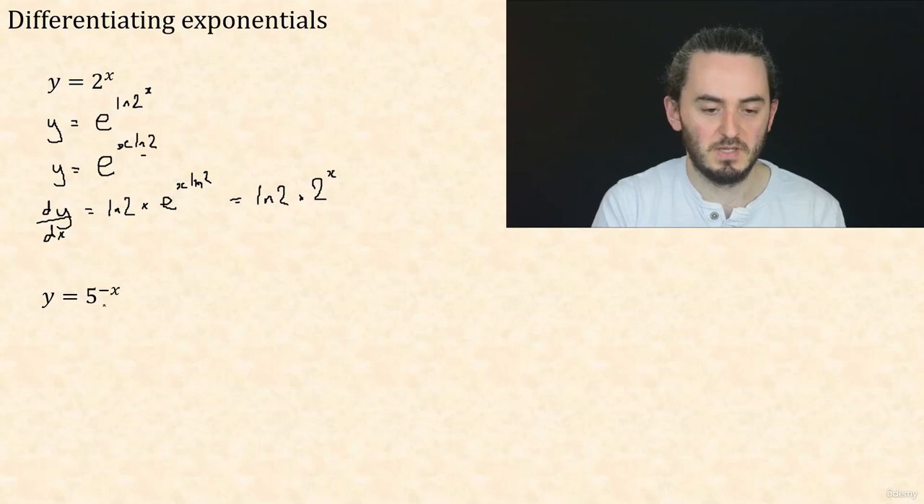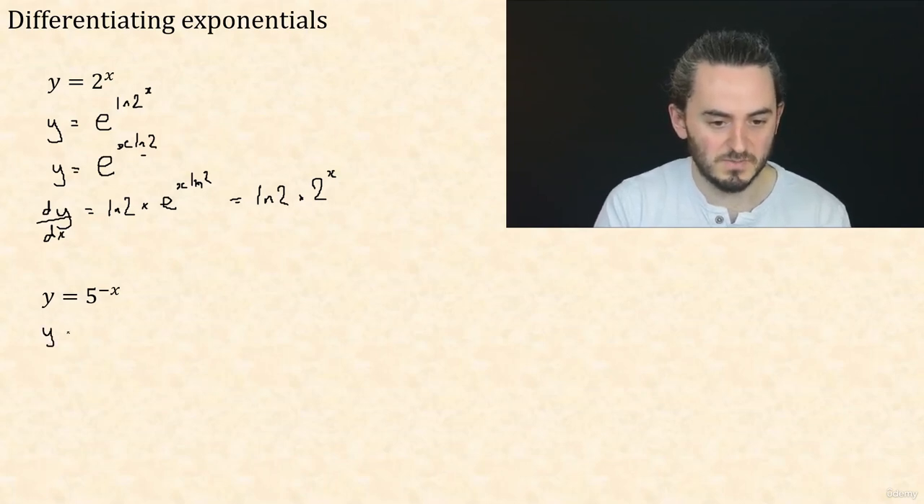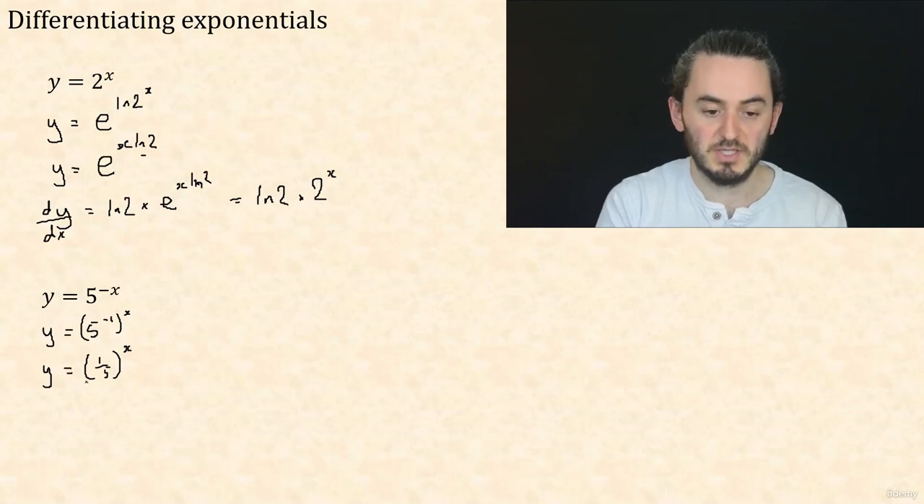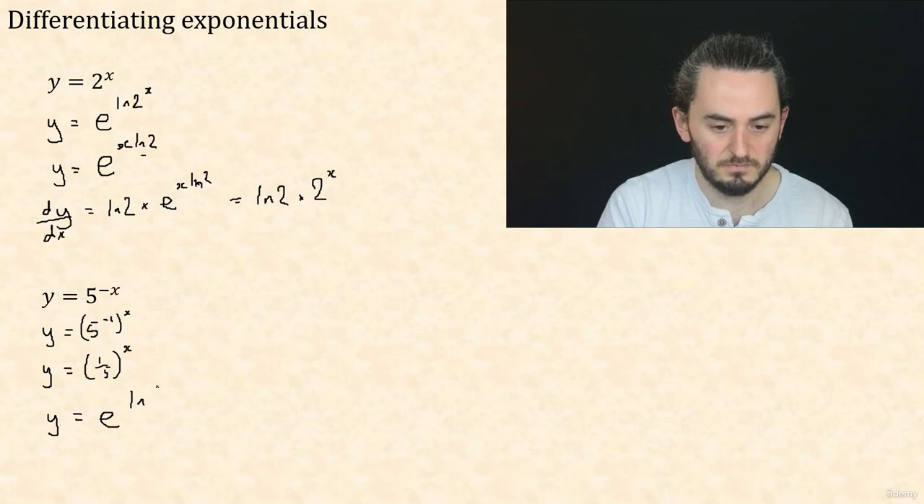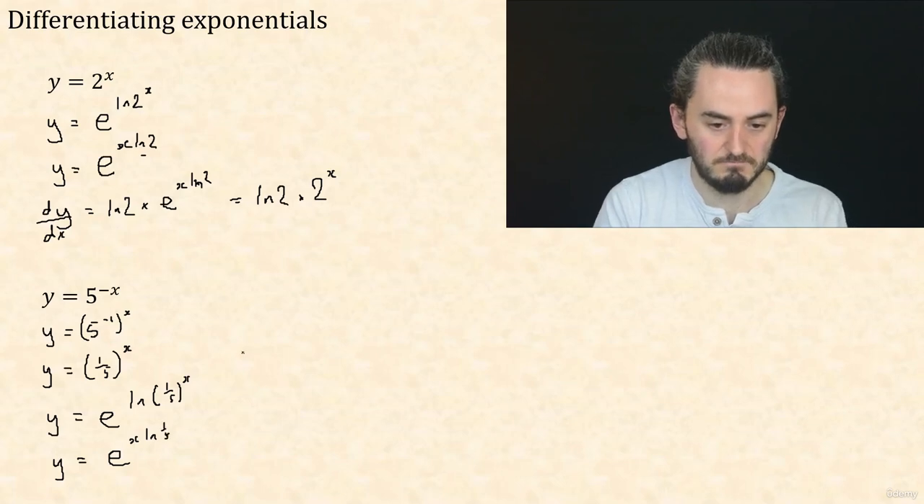How about this one here? Well, first thing to do is say that we've got 5 to the minus 1 to the power of x. And that means I can write this as 1/5 to the power of x. Okay, I'm going to do the same trick as before. I'm going to just rename this e to the ln 1/5 to the x. And now I can use my log rule, which says this is the same as e to the x ln 1/5.